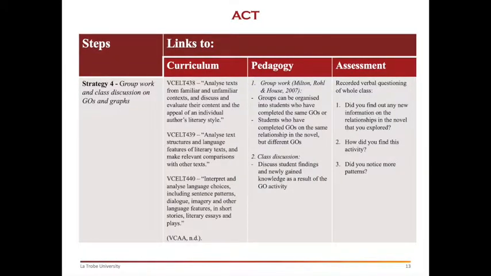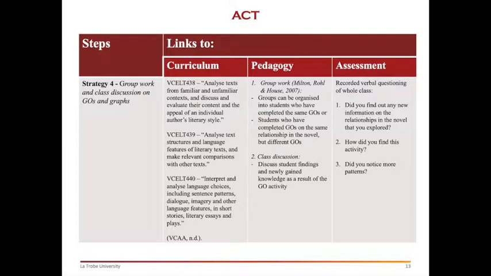And finally, for strategy 4, I will pair the use of graphic organizers and graphs with group work and class discussion, as done in Milton, Rowland House. So for example, using the individual graphic organizers that the students have created, I will organize them into groups according to those who have done the same graphic organizers, or I can choose to arrange the students into groups who have completed different graphic organizers but maybe on the same relationships in the narrative.